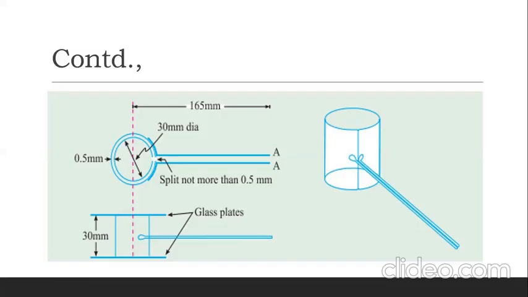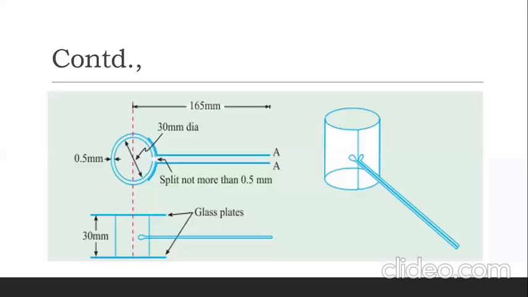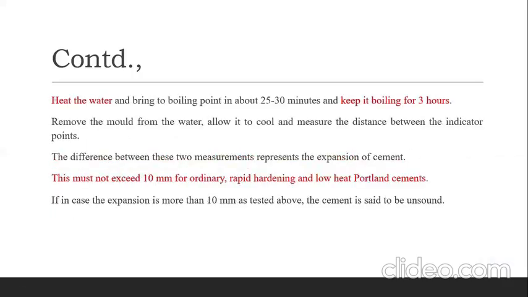I mean the container which is full of water, and at the same time you have to start heating the water. Within 25 to 30 minutes it has to reach the boiling point, that is 100 degrees Celsius, and the temperature has to be maintained for about 3 hours. After which you take the sample out, cool it, and check how much the needle has extended. Previously the needle will be closely spaced, whereas after boiling the water, the cement tends to expand in volume, and after taking it out of the boiling water, you can check the expansion of the needle.